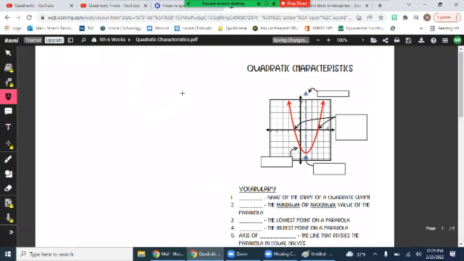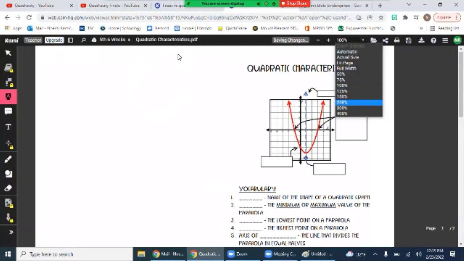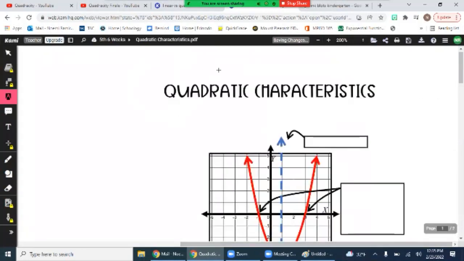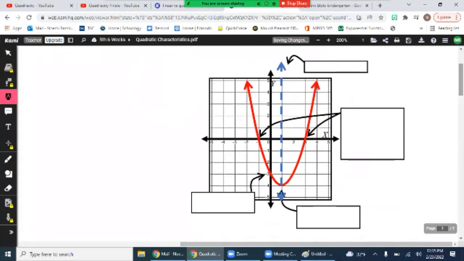There it is. Characteristics. This is the main part of the lesson. Learning all of the characteristics of a quadratic function. Now, some of these characteristics transfer over from linear equations. Some of these you should already know regardless if you've seen this type of function or not. Let's look at this big box right here, okay?